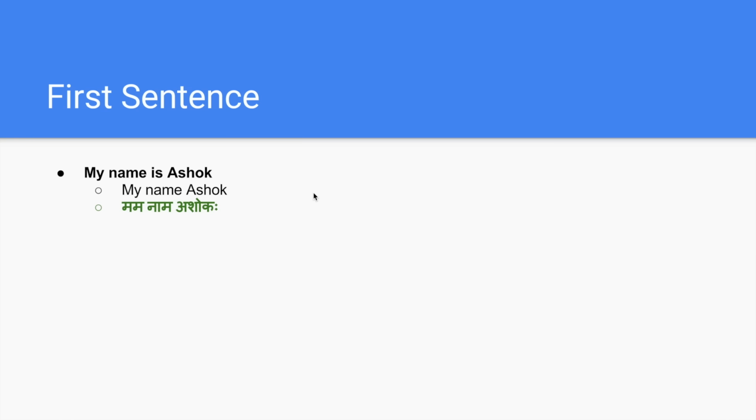Here in Sanskrit, an important thing to observe is there is no significance in the word order. You can put words in any order, like you can say mama nama Ashokaha, Ashokaha mama nama, mama Ashokaha nama. You can put these in any order and it conveys the same meaning. Except, there are scenarios where we cannot interchange the words, those we will see later. But for now, as beginners, you can think that you can put the words in any order that conveys the same meaning.